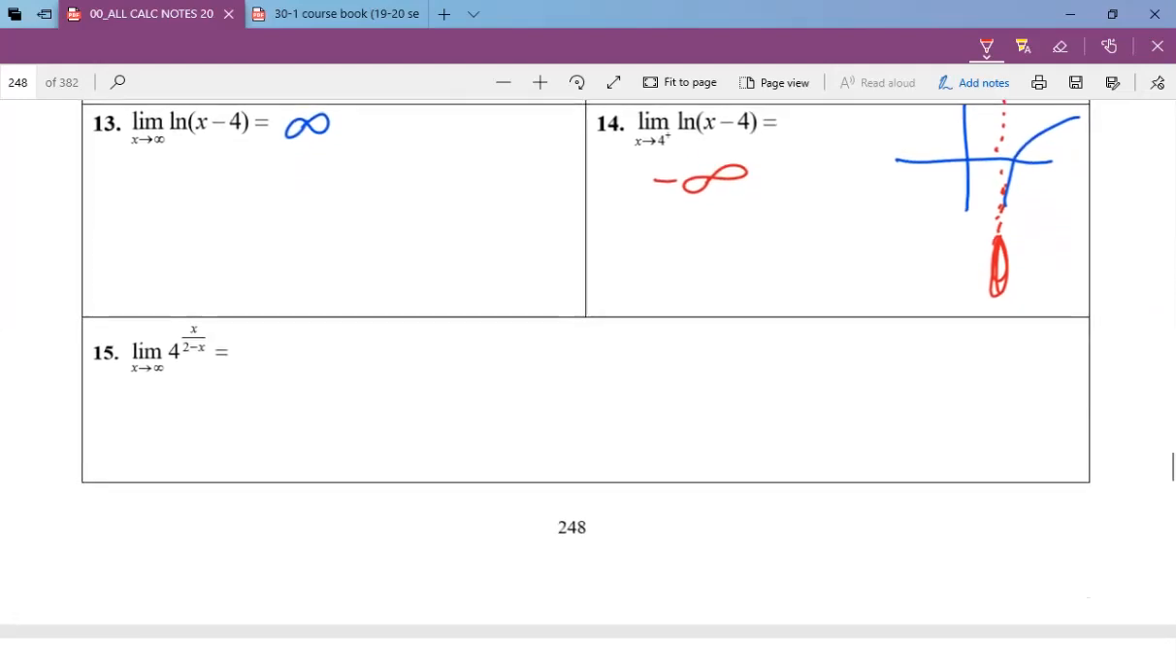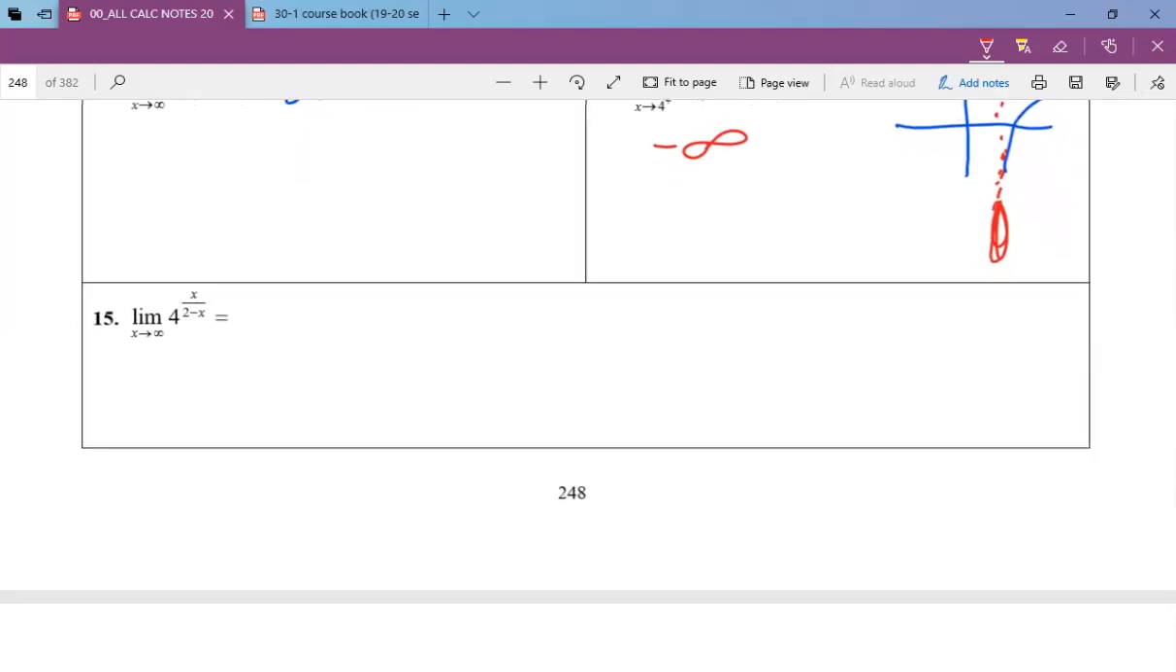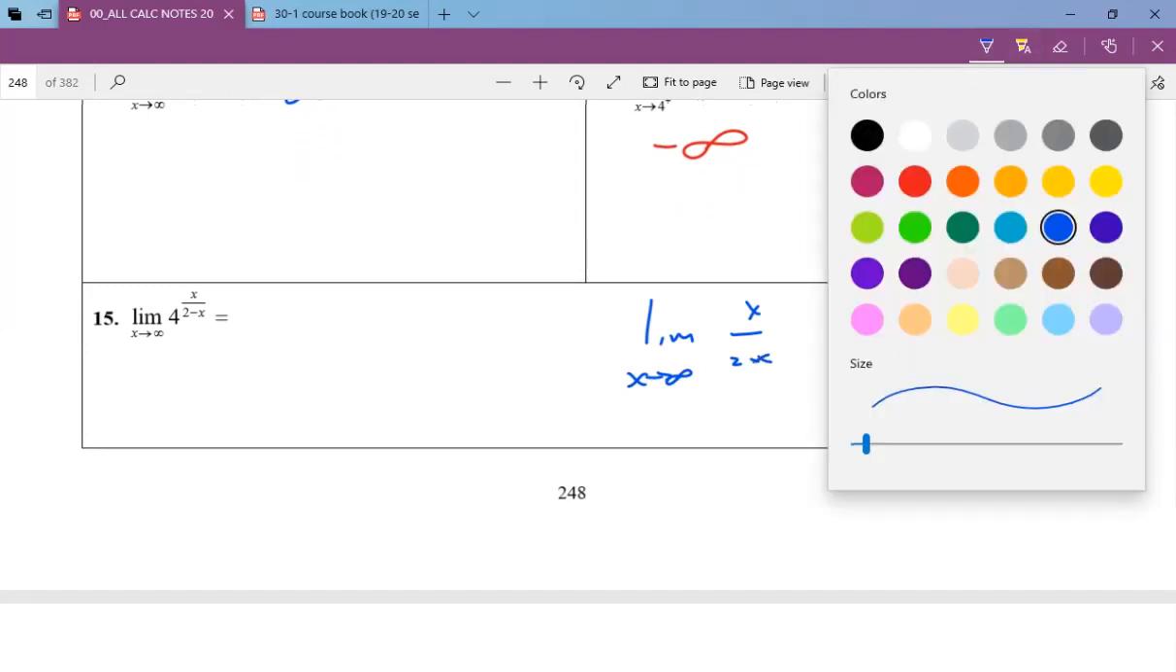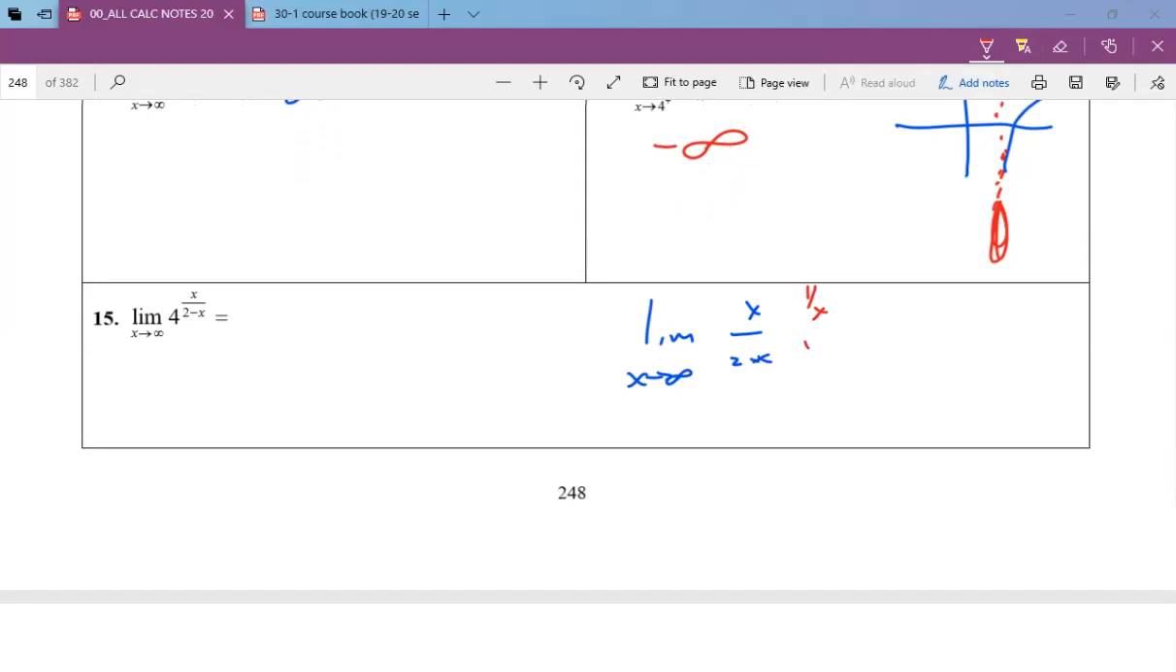And then number 15. So we've seen some stuff like this, the limit of x over 4 to the x over 2 minus x. We know what to do if that exponent was just your function: if we had the limit as x goes to infinity of x over 2 minus x, we knew what to do with something like this. We divided top and bottom by x, or we multiplied top and bottom by 1 over x. So that really ends up being our strategy here.